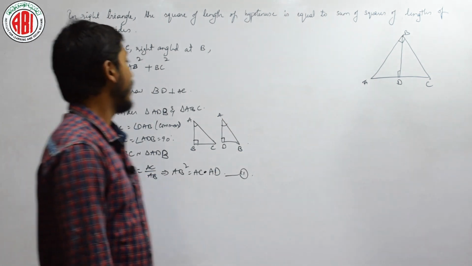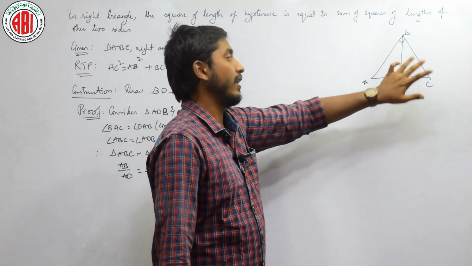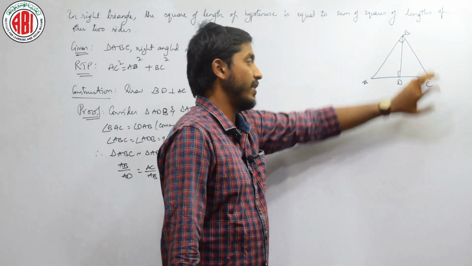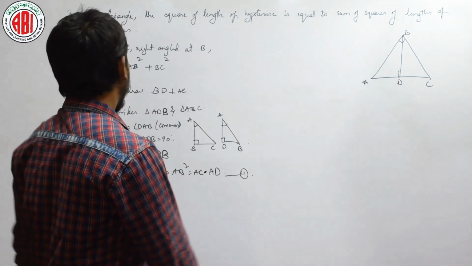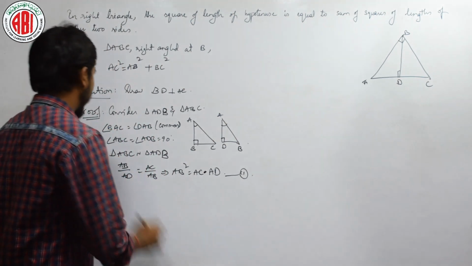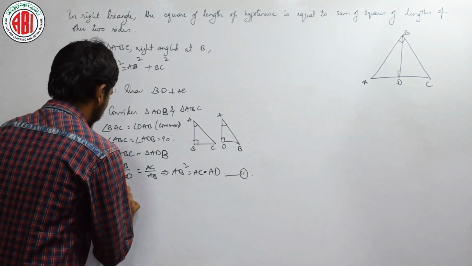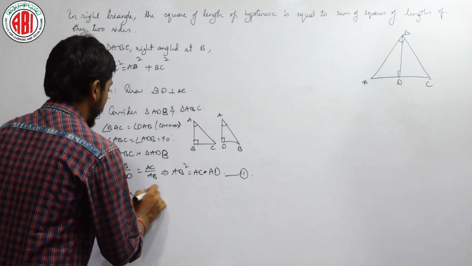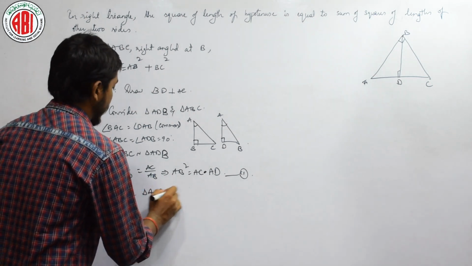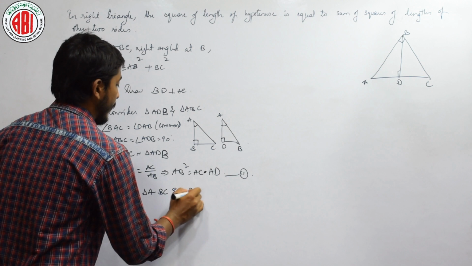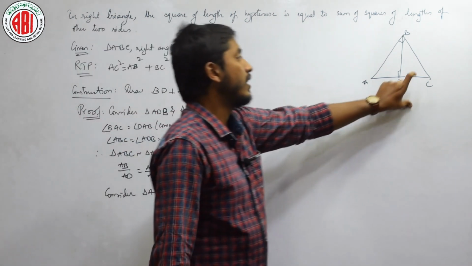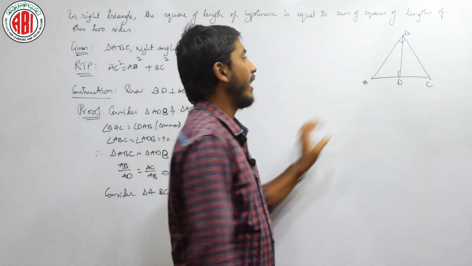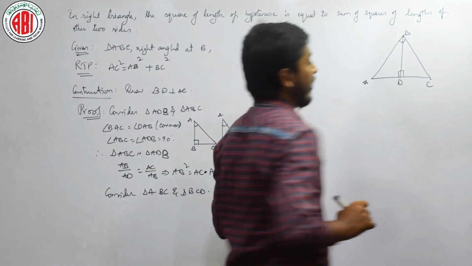Okay. Similarly, consider the second triangle, that is BCD, with triangle ABC. Let us consider the second triangle. Consider triangle ABC and triangle BCD, right. What is the common point here? C is common for both the things and angle D is 90 here.